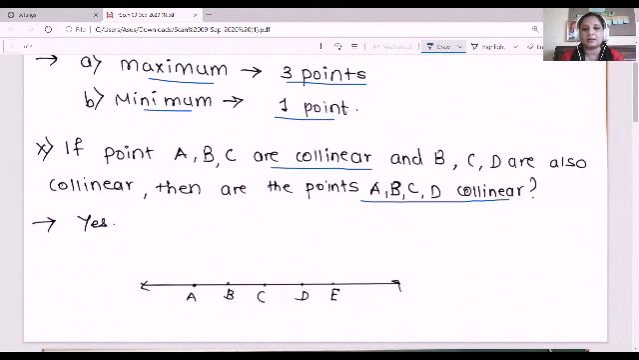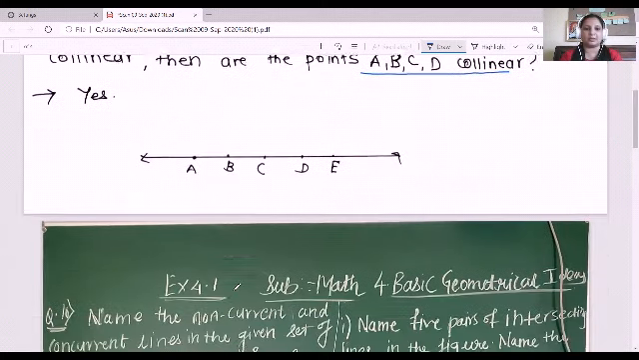Now, if I have taken this line, I have marked A, B, C, and again I mark D, or again if I increase one more, means what? It is lying on the same line. So they are known as collinear. Yes, they are collinear. Now let's move with the 10th question.